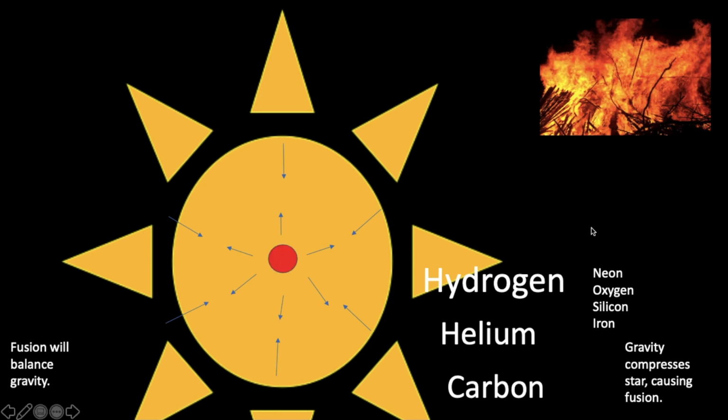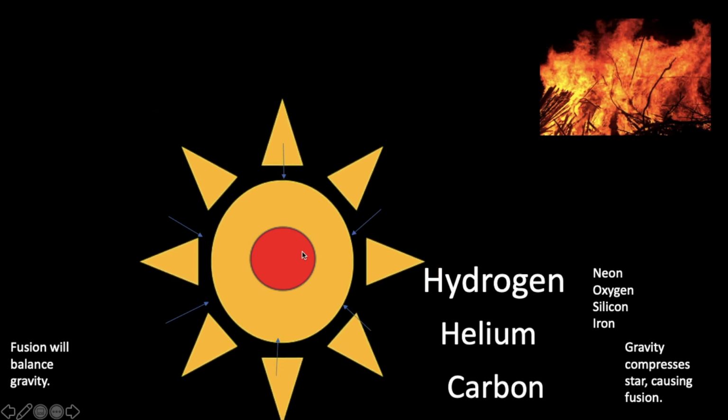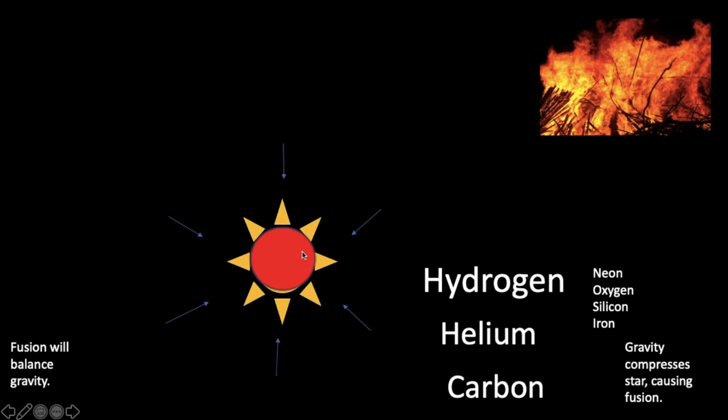So carbon will fuse to neon, neon will fuse to oxygen, oxygen will fuse to silicon, and silicon will fuse to iron. Iron does not fuse, so iron will build up in the core, and soon the balance will be broken. The star will collapse on itself because of gravity compressing the star, and then all the star's mass will be put inside this iron core, and then we'll see a supernova.